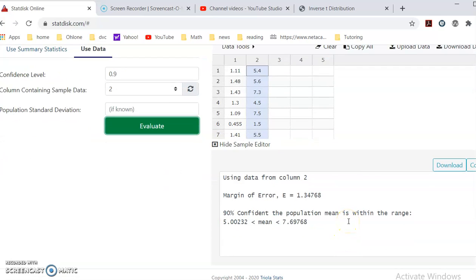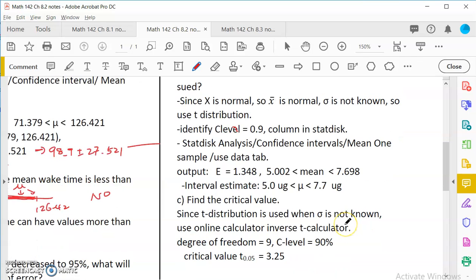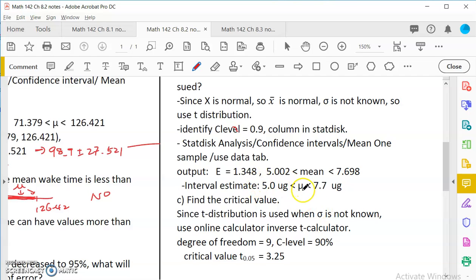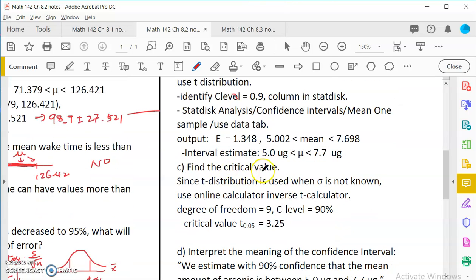The error is 1.3347, and the interval is from 5.002 to 7.698. So I have it here. The interval estimate is from 5 to 7.7, if I round to one decimal place. So the mean arsenic level is from 5 microgram to 7.7 microgram.